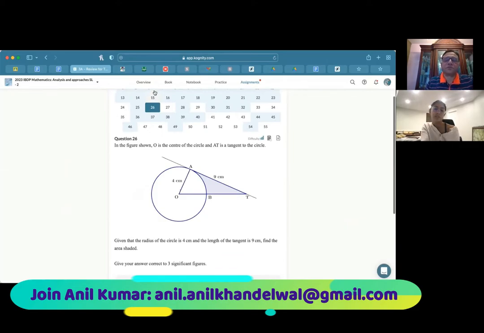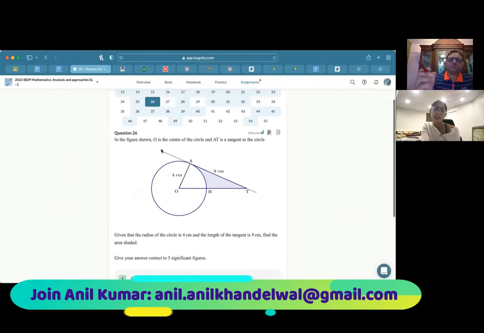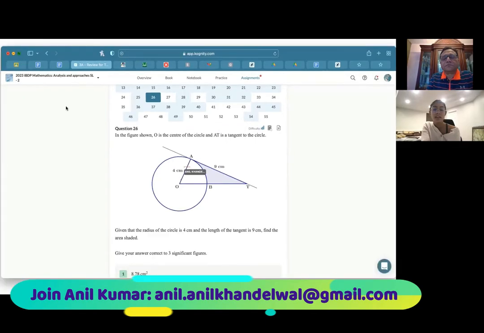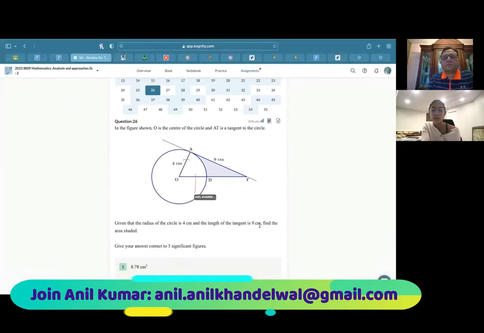Okay, let's do this one. In the figure shown, O is the center of the circle and AB is a tangent to the circle. Given the radius of the circle is 4 centimeters and the length of the tangent is 9 centimeters, find the area shaded. So find the area of the triangle first and the sector area. So two things you have to find. How will you do it?